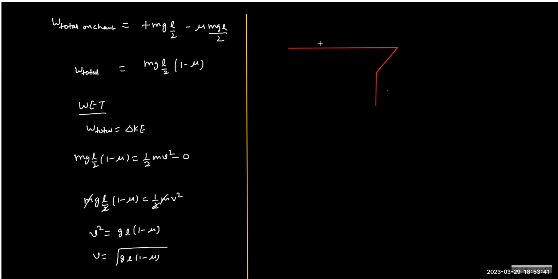So this is a chain of length L. Mu is not given, or only indirectly. This is the statement of the problem.